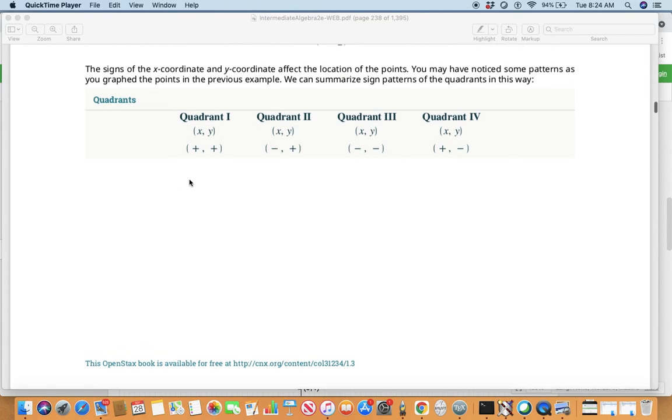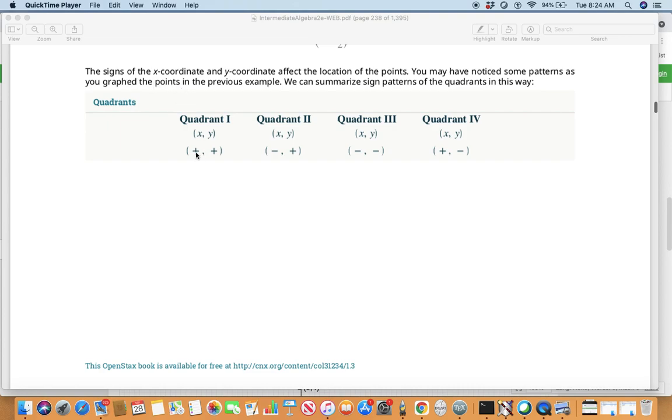Quadrants. The signs of the x coordinate and y coordinate affect the location of the points. You may have seen some patterns. We summarize that pattern. If both x and y coordinates are positive, you are in quadrant 1.